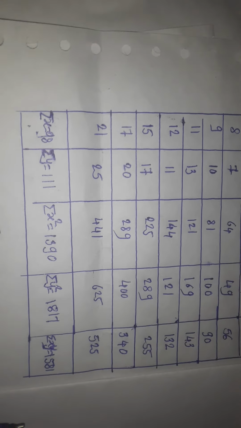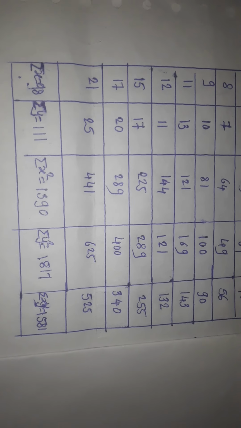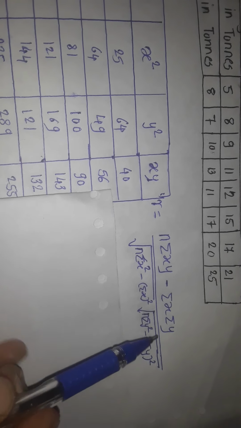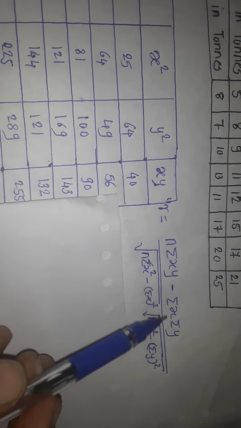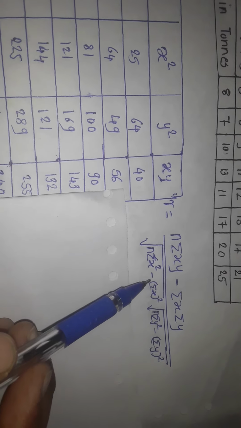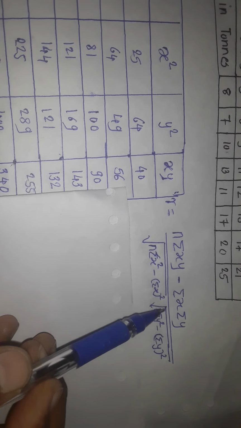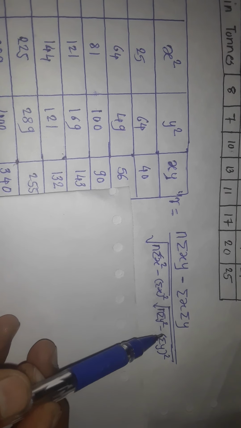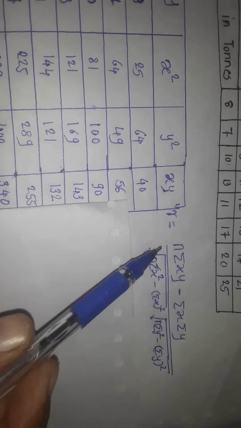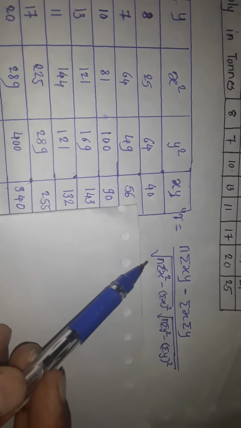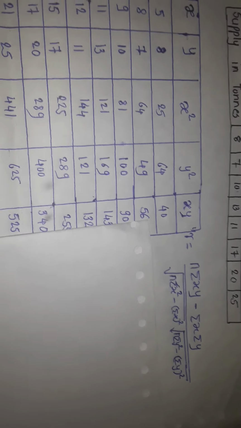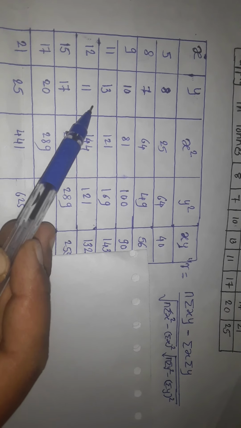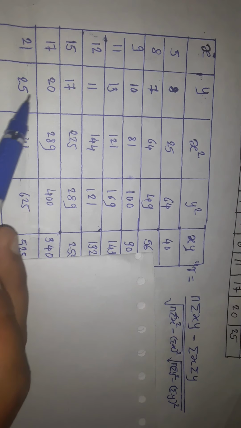Then r is equal to n into summation xy minus summation x into summation y, divided by the square root of n into summation x square minus (summation x) square, into the square root of n into summation y square minus (summation y) square. n is equal to the total number of observations. n is equal to 8: 1, 2, 3, 4, 5, 6, 7, 8.